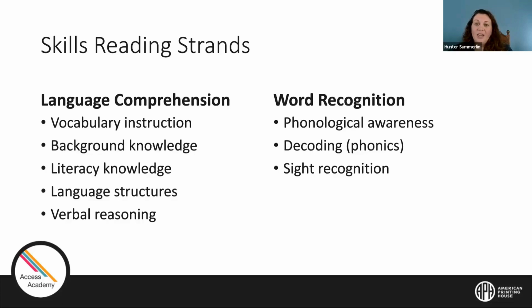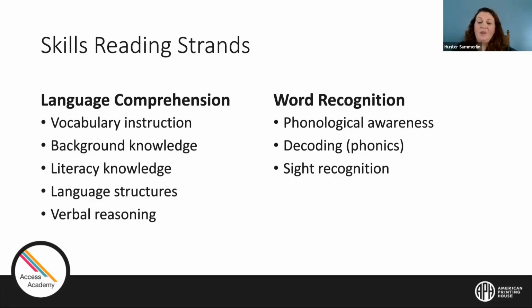Word recognition is the other half of Scarborough's reading rope. So let's talk about phonological awareness and phonics first. So I think globally, it can be challenging for us to understand the differences between phonological awareness and phonics. And then you often hear phonemic awareness. So I'll briefly kind of tease out all three and explain what they are.